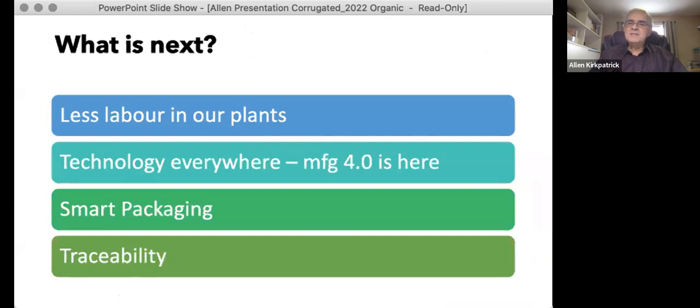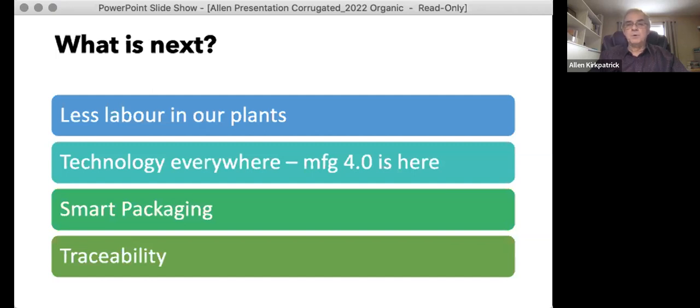Well, less labor in our plants. We can't get enough, as you can imagine, and I think it's the same situation for yourselves. We just have to continue to have machinery installations that are going to put out more volume with less labor. I'm not saying we need less plants.